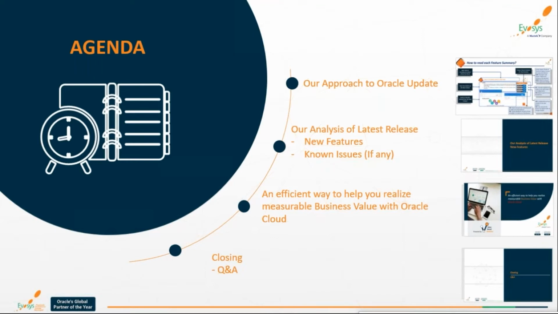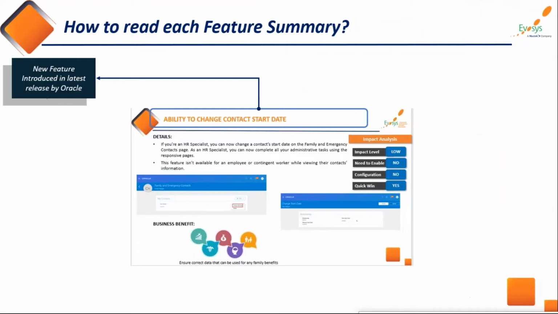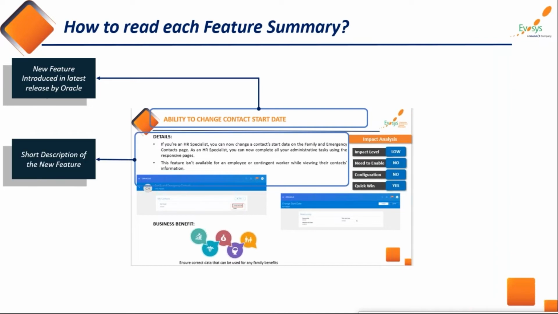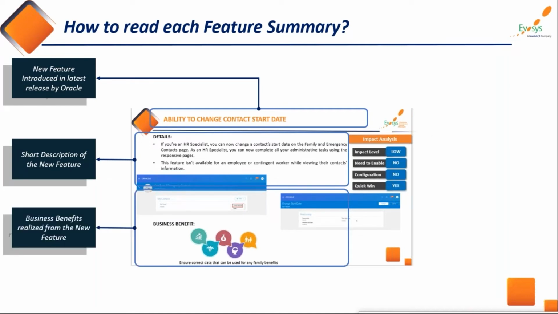On the next page, this is to give you a glimpse of how we have crafted the structure of this session. The first thing is the list of new features coming into 22A. We're going to show that to you, detailing the features so you get a brief understanding of what the new features are all about. The next one is the business benefits and important takeaways for you as a decision maker.